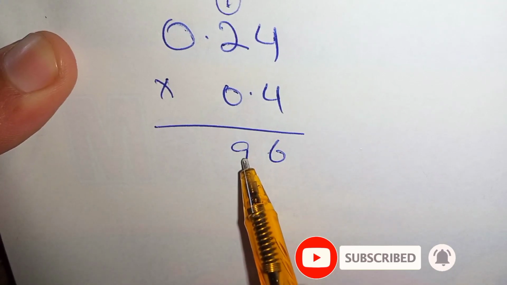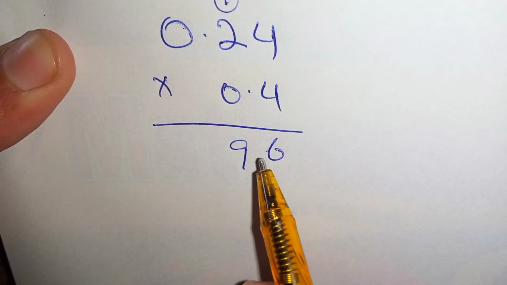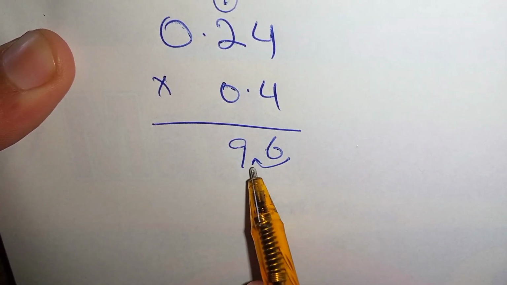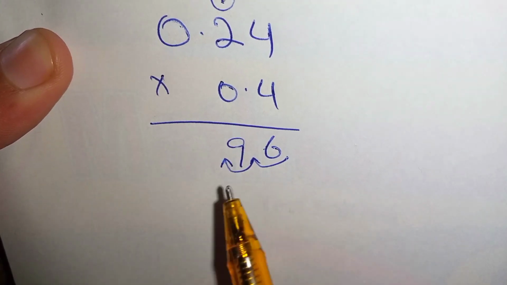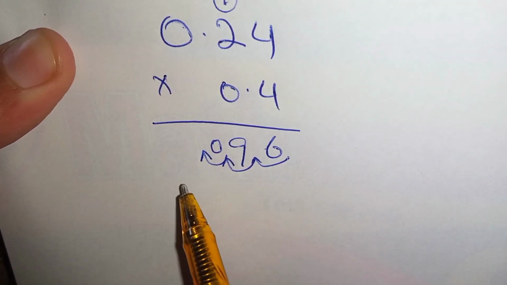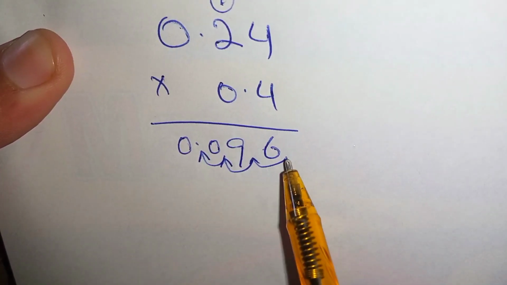So the answer should have 3 decimal places. So write the answer in 3 decimal places. So 1 decimal place, 2 decimal places, write 0 and we get 3 decimal places. So the answer should be 0.096.